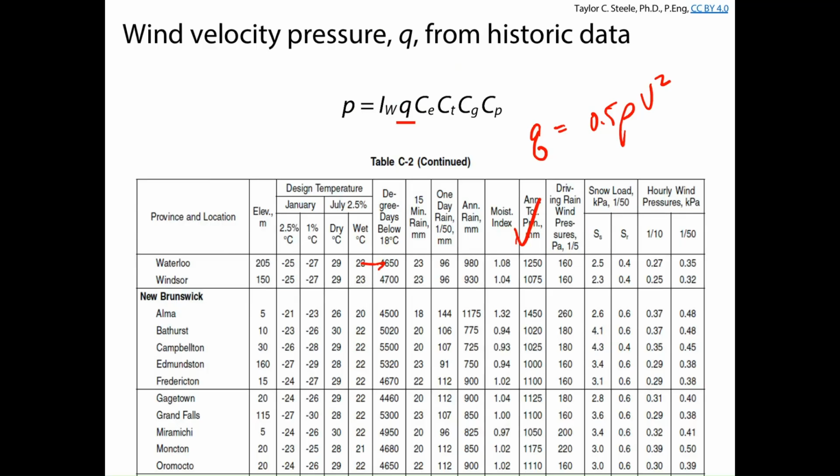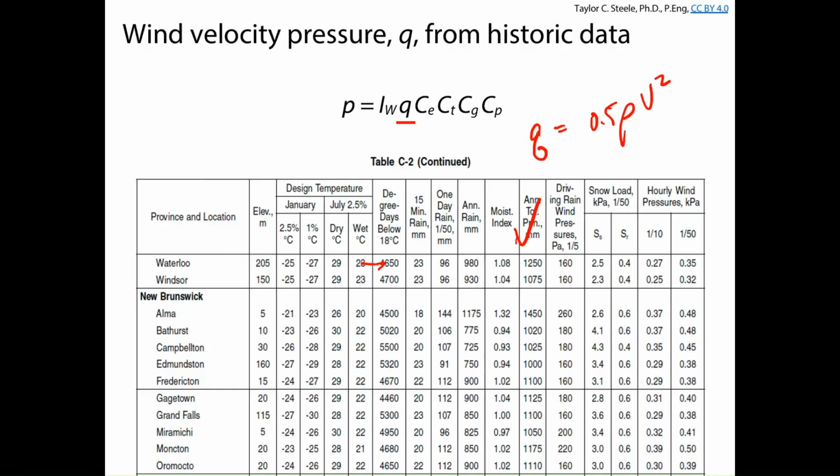We looked up the snow load values from this table to calculate the uniform snow load on the flat roof in lecture on Monday. And if we're looking at Fredericton, for example, we're going to see that if we come over to the 1 in 50 year mean hourly wind pressure, we get a value of 0.38 kilopascals. There's also 1 in 10 year here. We don't actually use that.